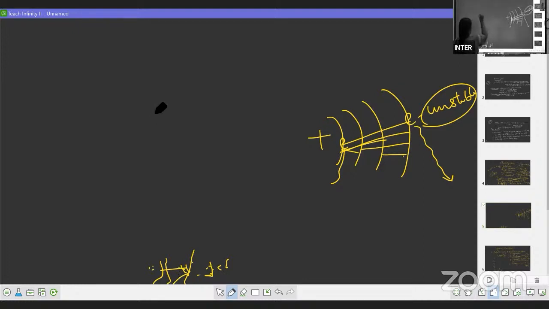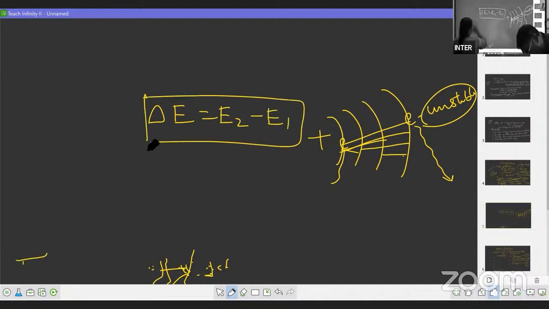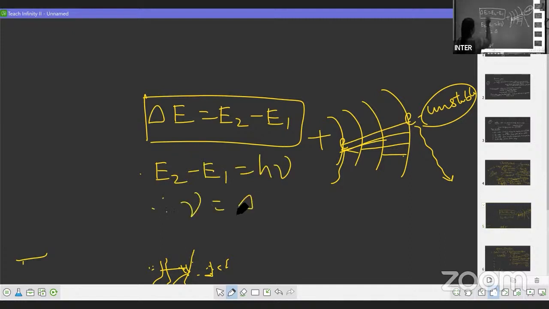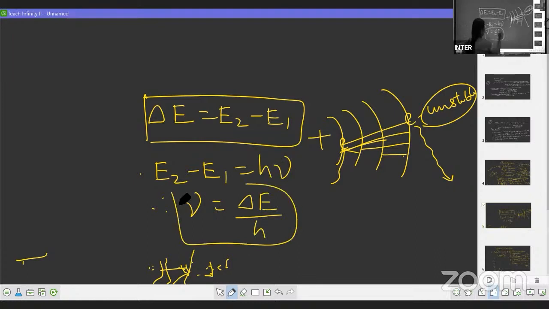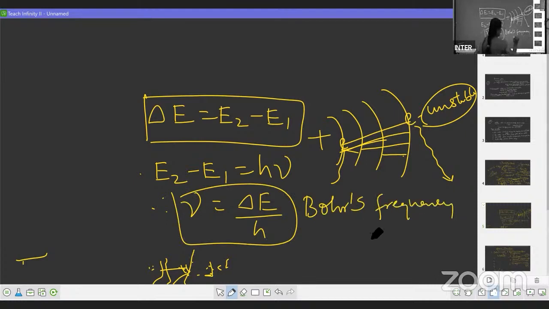Now, the energy change of the electron, delta E, is equal to E2 minus E1, the energy in the higher state minus the energy in the lower state. So this E2 minus E1 is equal to h nu. Therefore, nu is equal to E2 minus E1, which you can also write as delta E, divided by h. Is it not, students? So this is called Bohr's frequency rule.